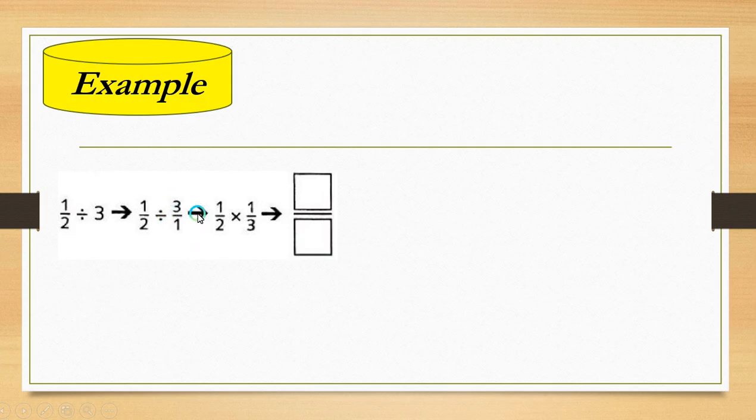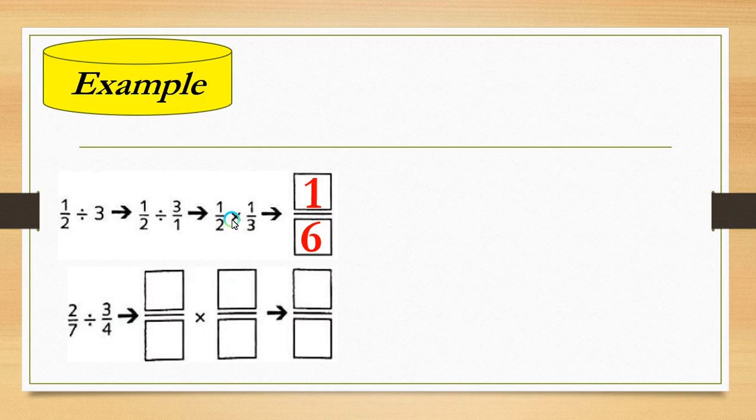Why did I change it like that? To be in the right form. So 1/2 times 1 over 3, I will multiply the numerators together and the denominators together. I will get 1 times 1 equals 1 and 2 times 3 equals 6. 1 over 6 is in the simplest form.